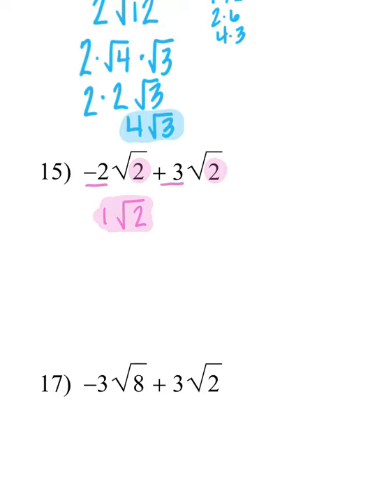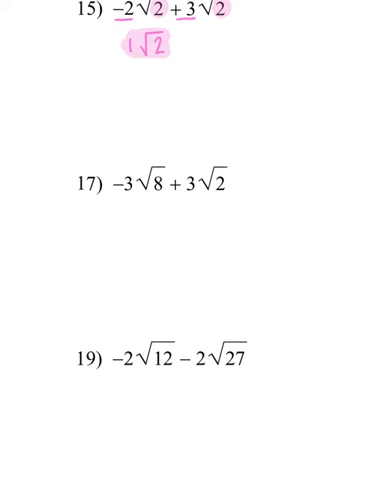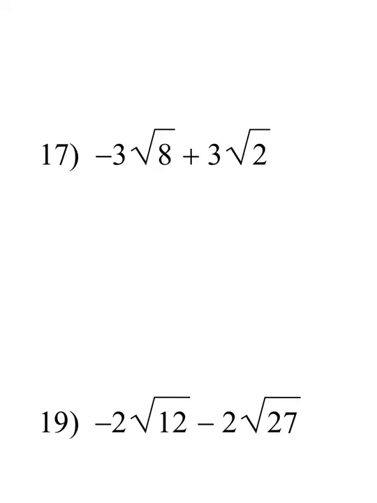Okay, so now we're going to get into one that doesn't have the same number under the radical. So what do we do? Now some of you just added the numbers on the outside and the numbers on the inside, and that is not correct. We can only add radicals if they have the same number under the radical sign. So let's look.